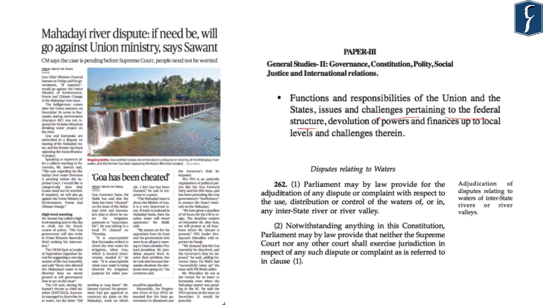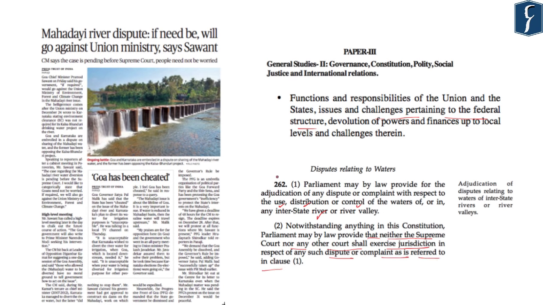Now, under Article 262, Parliament may by law provide for the adjudication of any dispute or complaint with respect to the use, distribution or control of waters of any interstate river or river valley. Clearly, the Constitution gives Parliament the power to enact laws for the resolution of any such dispute. And also in the second clause, the Constitution states that notwithstanding anything in this Constitution, Parliament may by law provide that neither the Supreme Court nor any other court shall exercise jurisdiction in respect of any such dispute or complaint as referred to in clause 1.